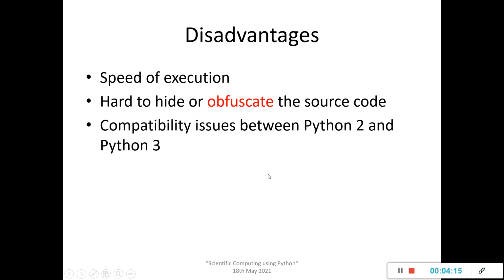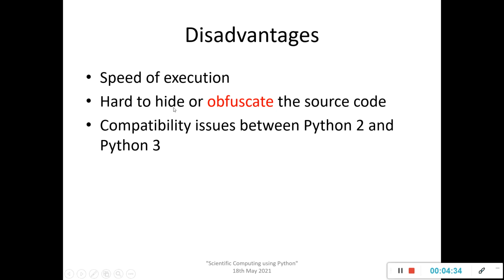In terms of disadvantages, the speed is the biggest bottleneck. Since it is an interpreted language, the program gets executed line by line, and hence it is slightly slower when compared to C or C++. But it makes up for this loss in terms of the ease of developing applications.